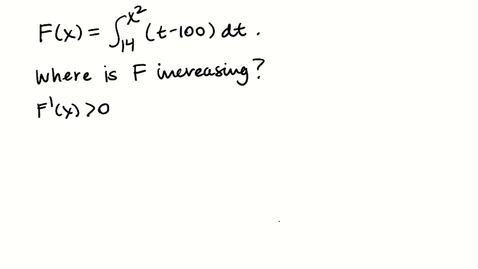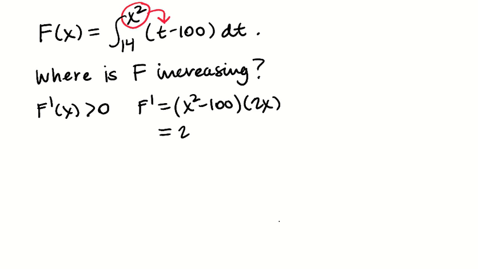Okay, so for f prime, I'm going to plug it in wherever I see t, and I'm not going to forget the chain rule. So that's going to be x squared minus 100 multiplied by the derivative of x squared, which is 2x. Then I'm going to factor this, because that's going to be helpful. So it's going to be 2x times x plus 10 times x minus 10. And then I'm going to be interested in where this is greater than 0.